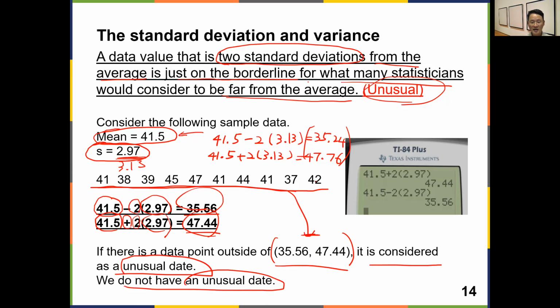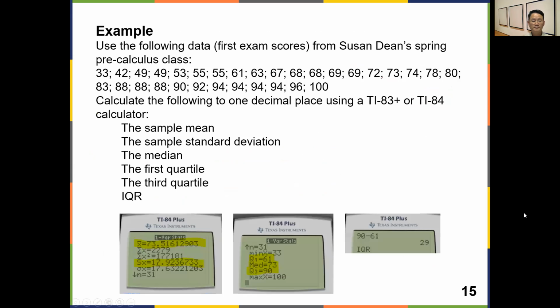But let's say this was like 52, for example. If this was a 52, then this value is not between these two numbers, so we consider that an unusual value, right? Okay.